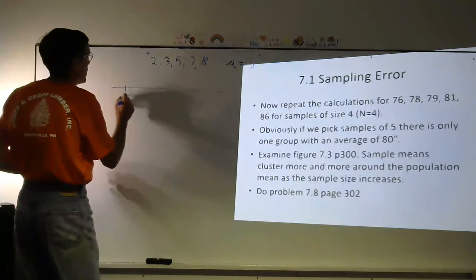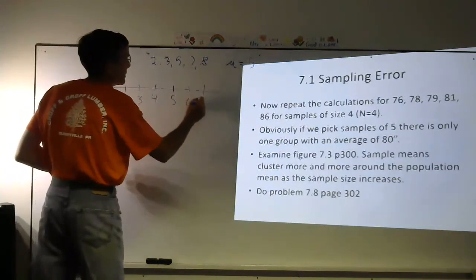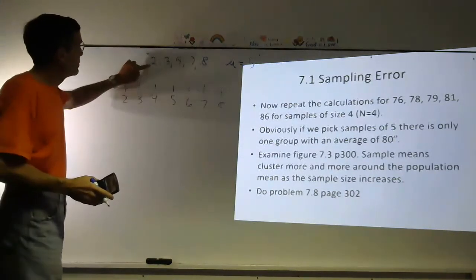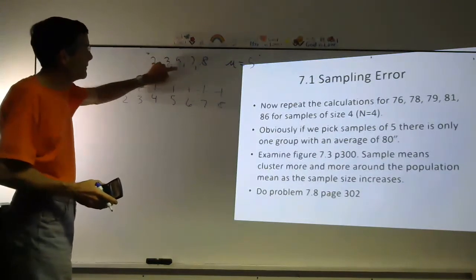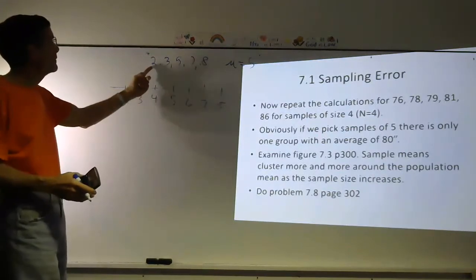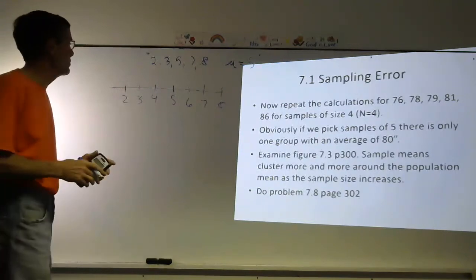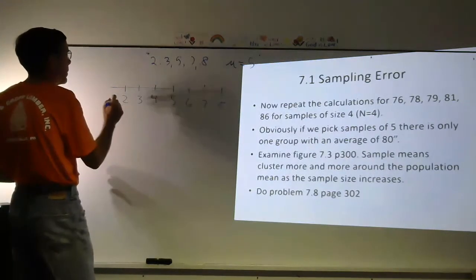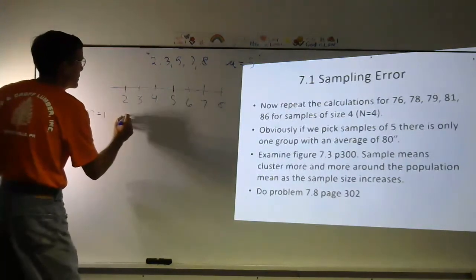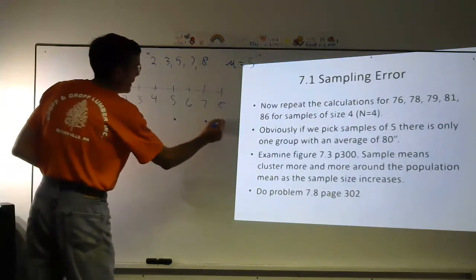Now, when n is equal to 1, okay? Here's 2, 3, 4, 5, 6, 7, and 8. When n is equal to 1, samples of size 1, we have groups of 2, 3, 5, 7, and 8. There's one item in each group. So how do you find the mean of just one item? You have the number 2, you divide by 1, it's still 2. Okay, so when n is equal to 1, I get a dot on 2, 3, 5, 7, and 8.